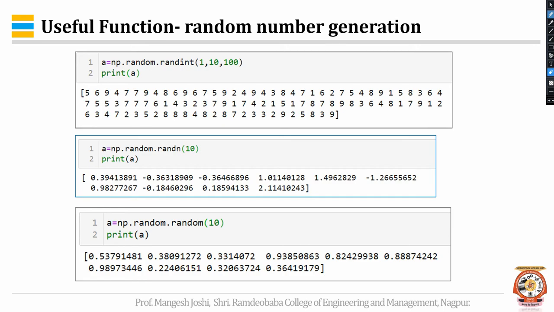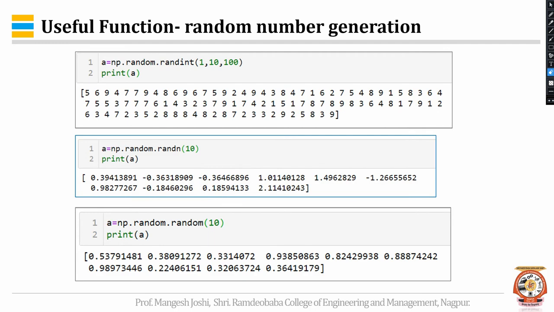Now the second function is randn. It generates normally distributed random numbers, which means all the values will follow the normal distribution. It takes only one parameter, that is how many numbers you want. So if you type 10 over here, you will get 10 random numbers which are normally distributed.